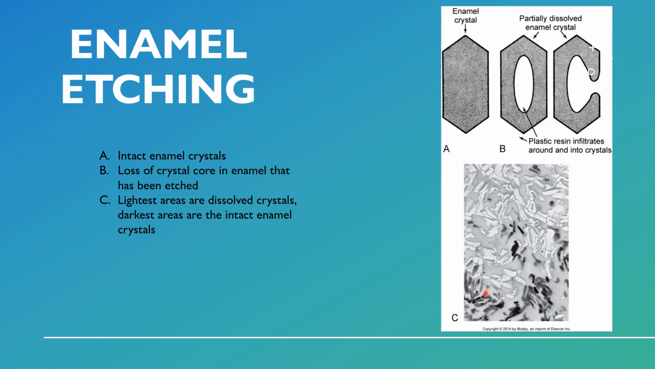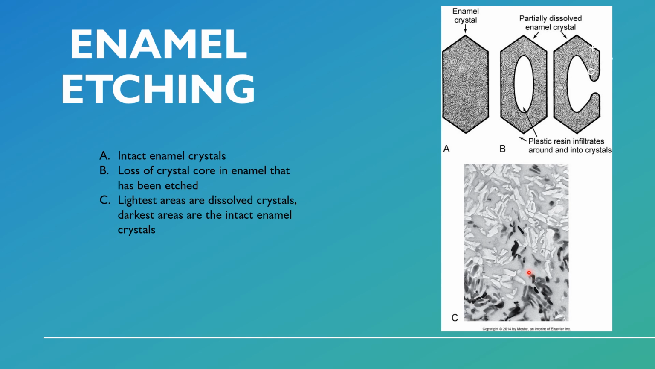So this is what happens after we have rinsed our etch off of the tooth, and when we dry it really well and we see that chalky white appearance, then we know that the surface of the enamel has been properly etched. And now in figure C, you can see that this is showing the light and the dark areas after etching. So the light areas would be the areas where all of the crystals have been dissolved, and then the darkest areas are where the enamel crystals are still intact.